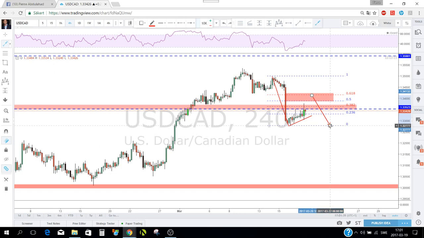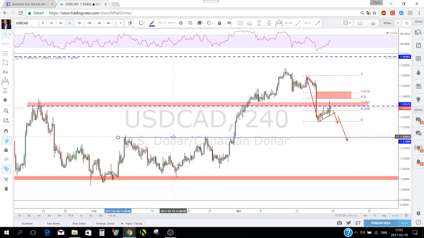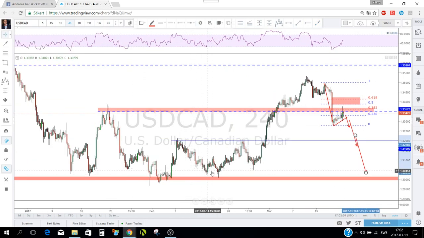That's one scenario. Another scenario is you wait for the break of this flag, and you short it from here back down to at least those highs here. This structure is maybe gonna act as support here, so you should be looking for how price will react here, and if this structure gets broken, then you should be looking for a retest of these lows back down here.